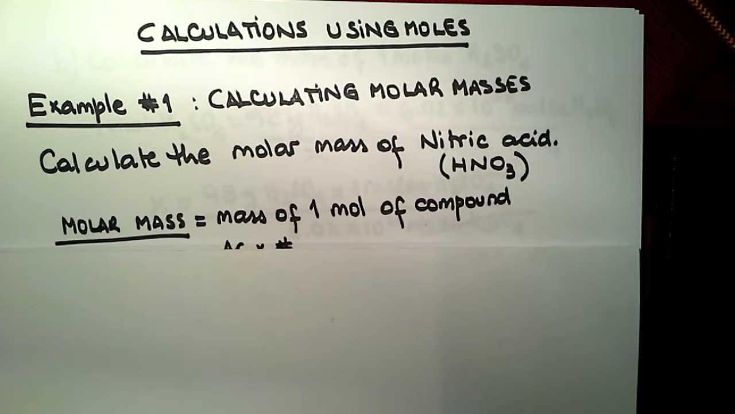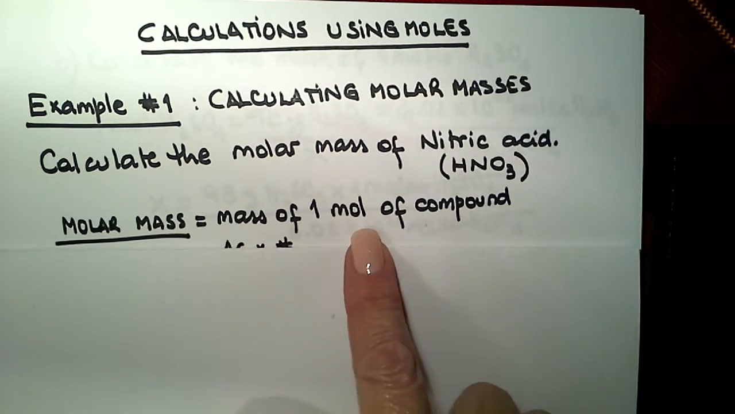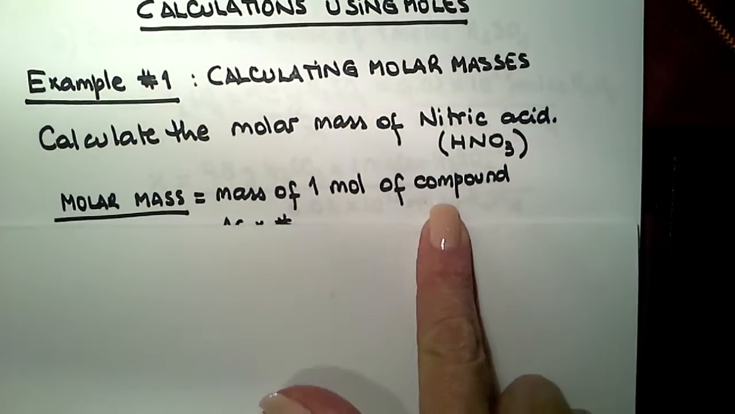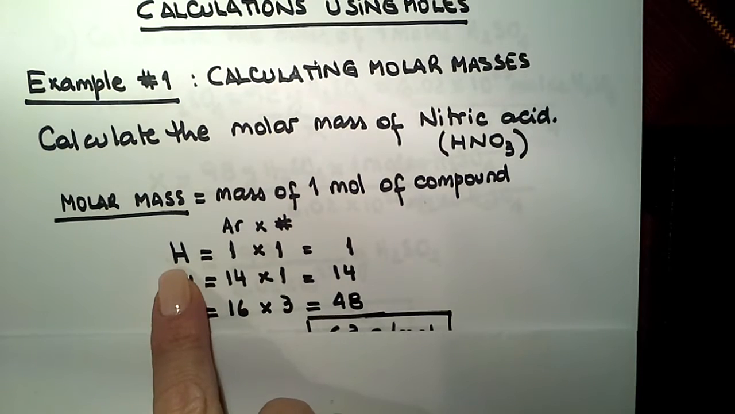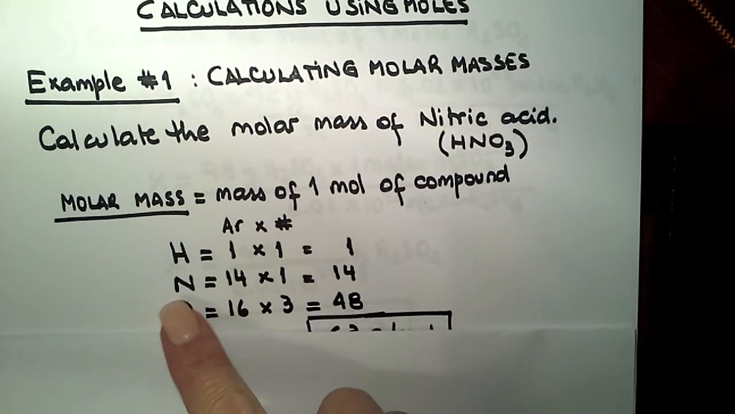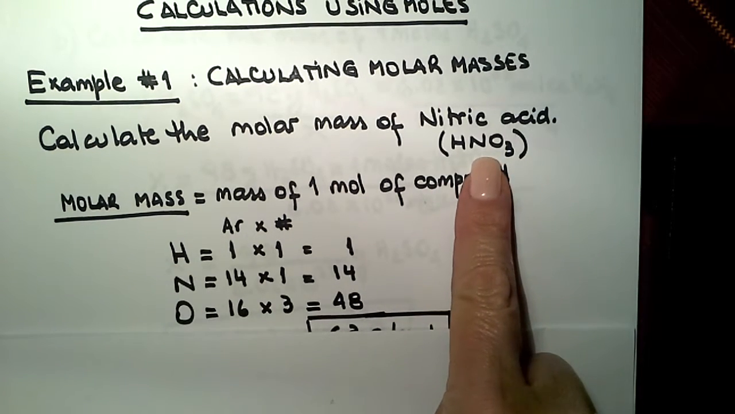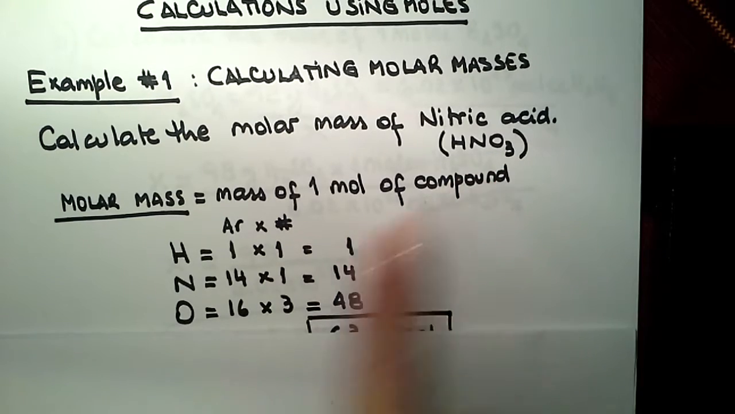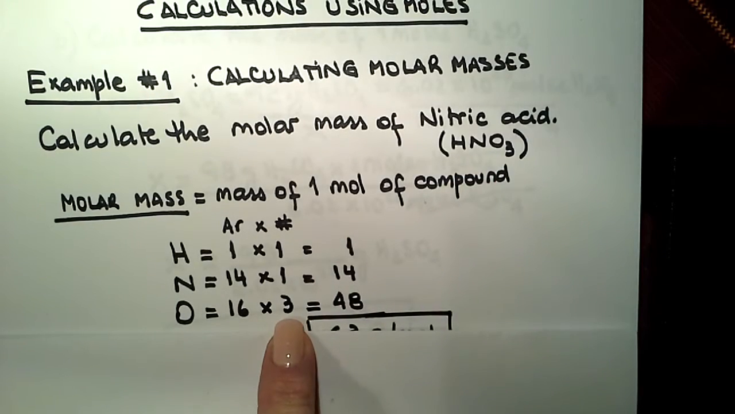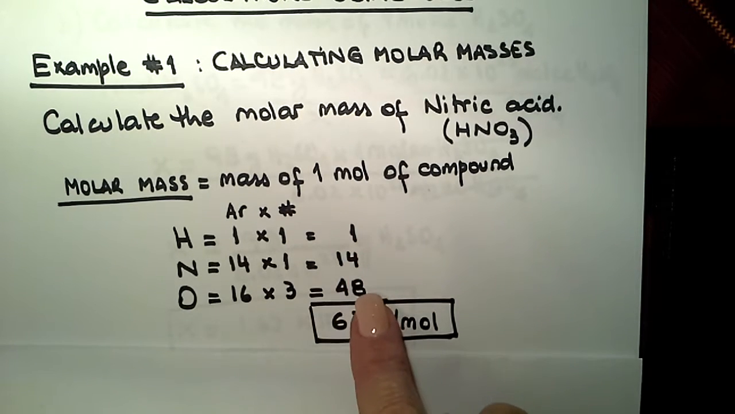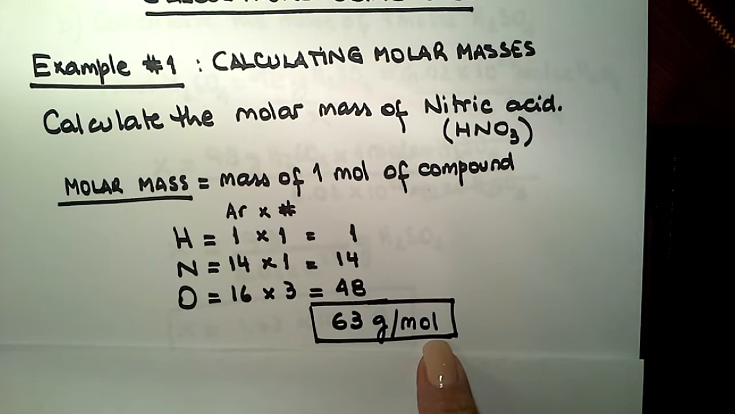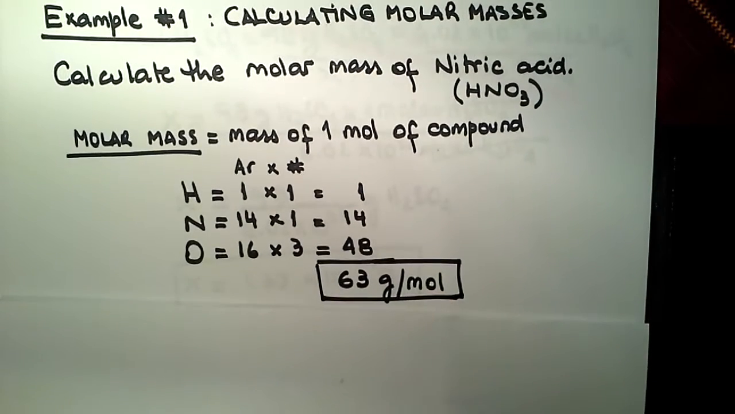And the molar mass is going to be the mass of 1 mole of the compound. So we just have to add up all the masses of all the elements that are in the compound. In this case, the hydrogen appears once in the formula, the nitrogen appears once as well, and the oxygen appears 3 times. That's why I'm multiplying the mass of the oxygen times 3. In this case, it's going to be 1 plus 14 plus 48. The molar mass of the nitric acid is 63 grams per mole.